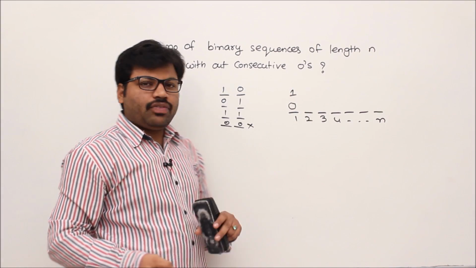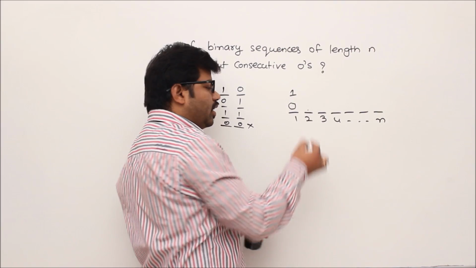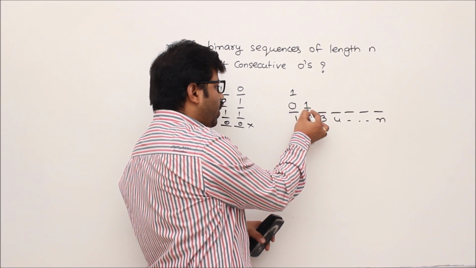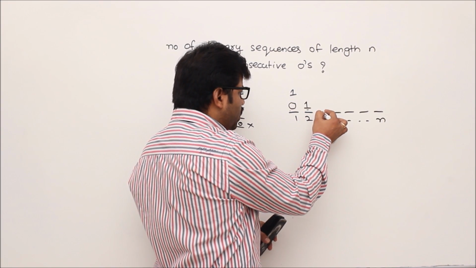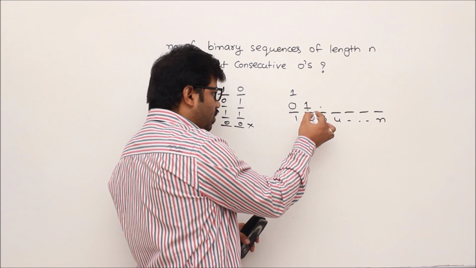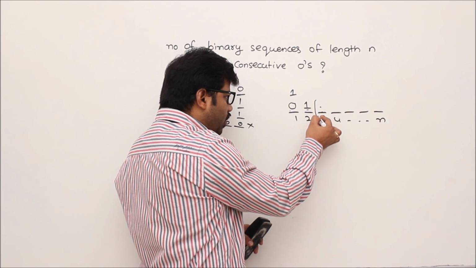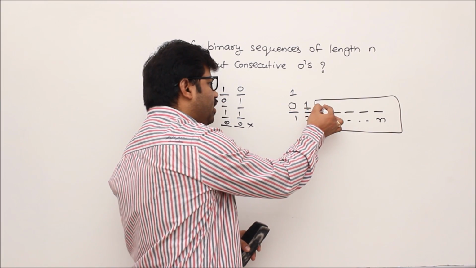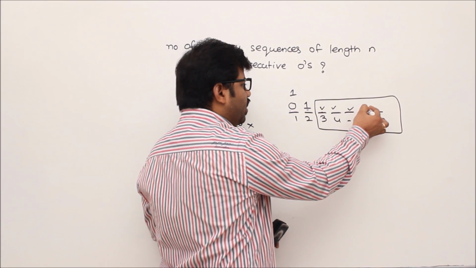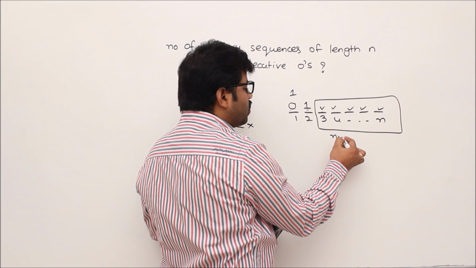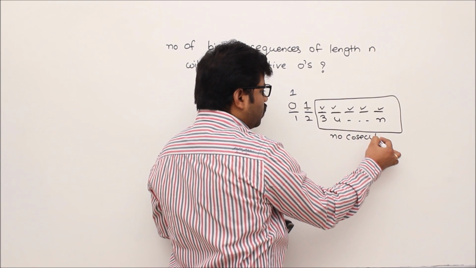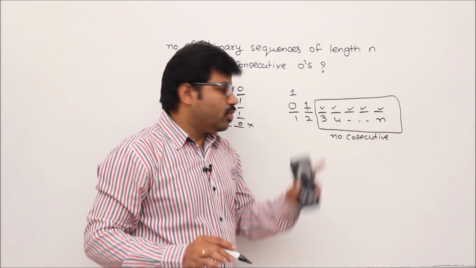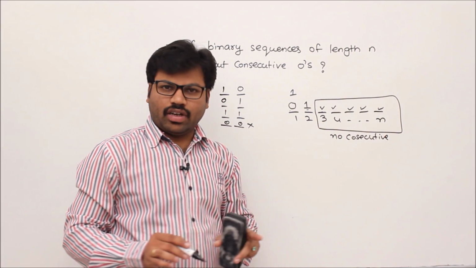If I fill the first position with 0, then the second position cannot be 0, isn't it? Then let me write 1. If I write 0 and 1, then the third position can be anything, right? 0 or 1. So this third position is not at all depending on these first two positions. You can write anything, but no consecutive zeros, right? So this entire chunk of positions is a separate problem. This chunk is not depending on 0 or 1, right?